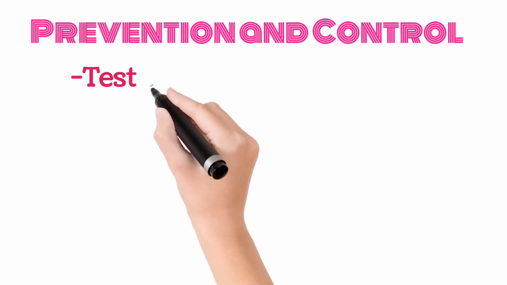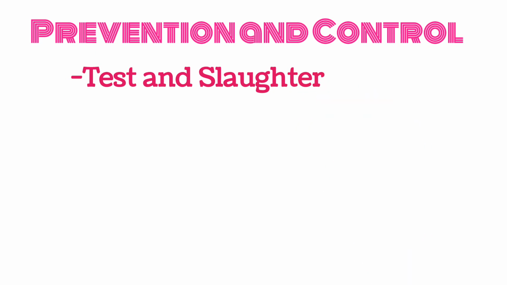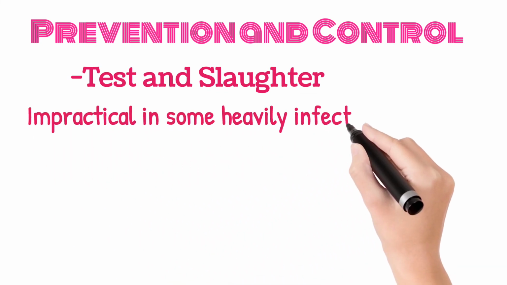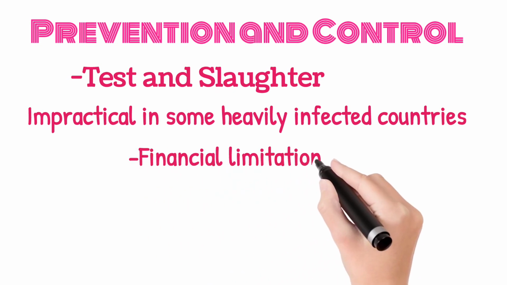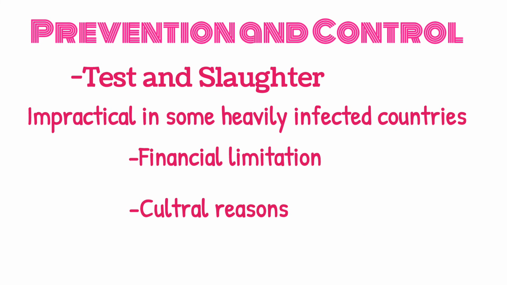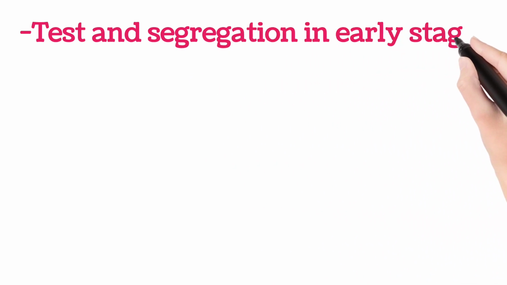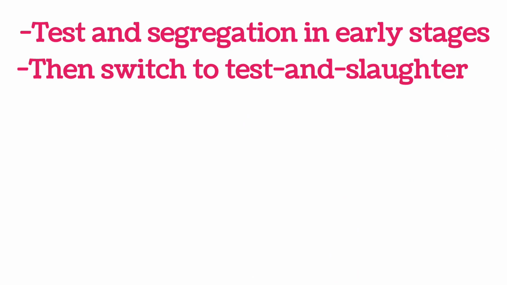Prevention and control. National control and eradication programs based on test and slaughter of infected animals have been successfully implemented in many countries, as the preferred approach to managing bovine tuberculosis. However, this approach remains impractical in some heavily infected countries because it could necessitate slaughtering large numbers of cattle, and this may not be feasible, due to human resource or financial limitations within the animal health program, or for cultural reasons. Therefore, countries use varying forms of test and segregation in early stages, and then switch to test and slaughter methods in the final stage.